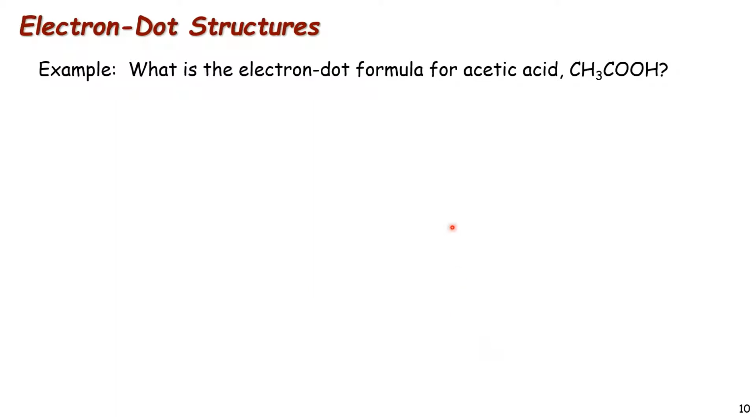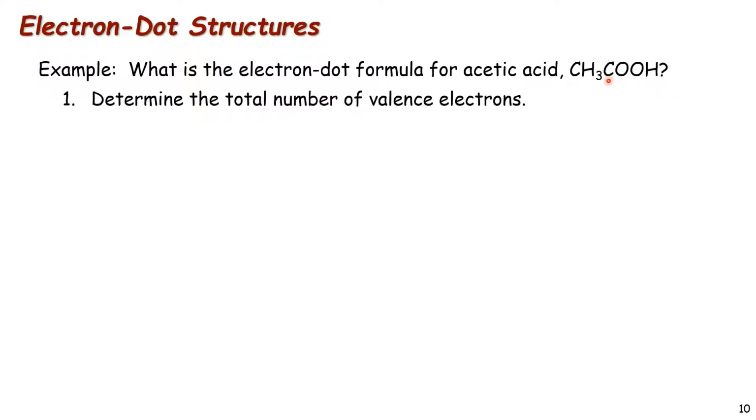Okay, let's try it again. This time, let's draw the electron dot formula for acetic acid. Now, remember we talked about structural formulas, right? And we talked about the different organic functional groups. Well, this you should recognize right here. Okay, that is a carboxylic acid. So this gives us a clue of how to actually draw this structure.